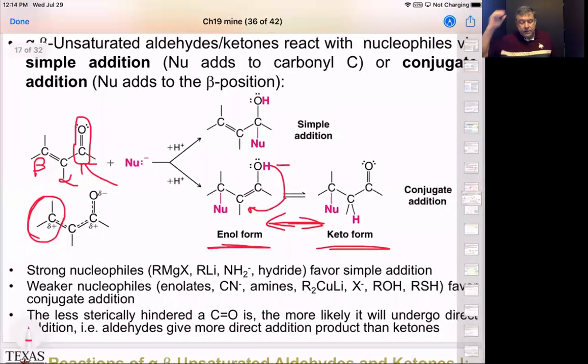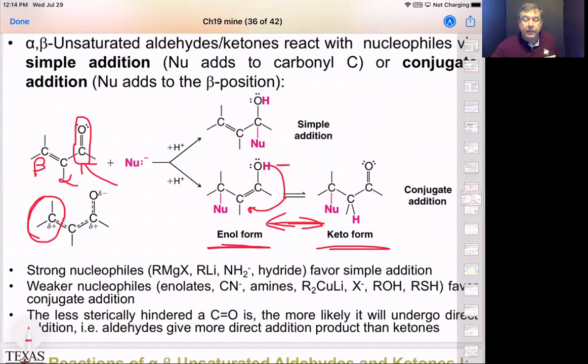Okay, and so the less sterically hindered the carbonyl is, the more likely it is to undergo direct addition, which means aldehydes in particular are susceptible to that direct addition even as the strength of the nucleophile goes down, because it only has that hydrogen blocking that site on the carbonyl carbon.